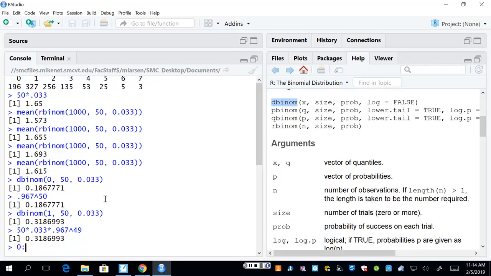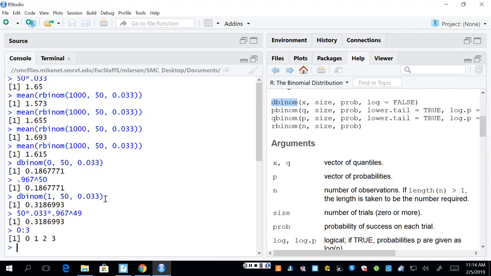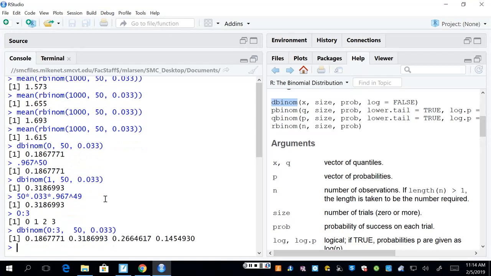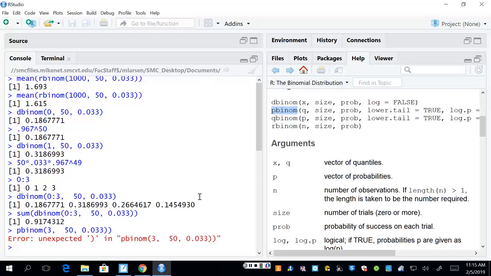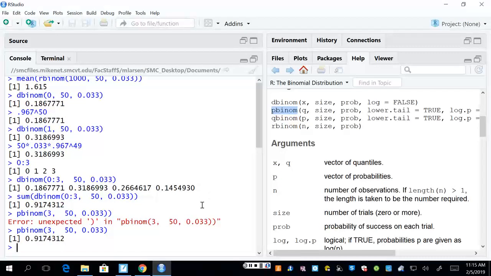If you do something like 0 to 3, it's actually 4 numbers in a row, a sequence of numbers. So if you put that in there, it's going to get the probabilities of 0, 1, 2, 3, these different numbers. You could add those up or subtract them if you wanted. The P binomial actually is the cumulative. So the sum of these numbers is the same as the probability that you're at 3 or less.